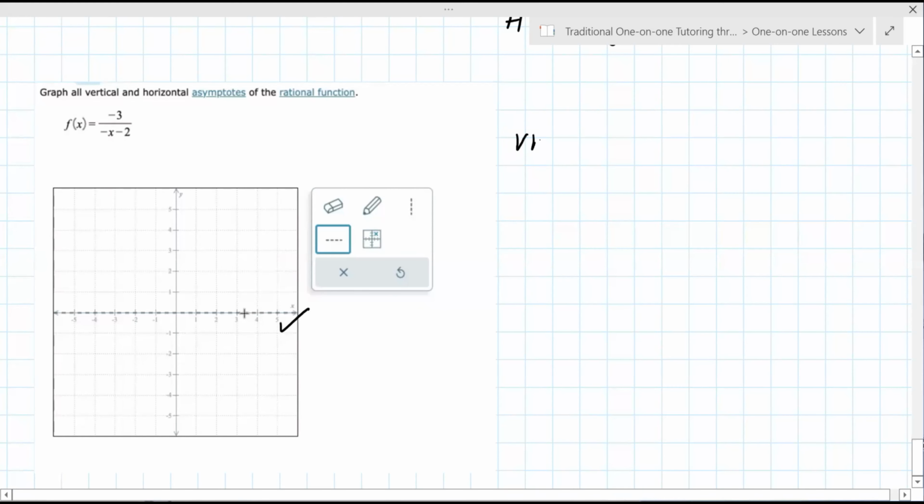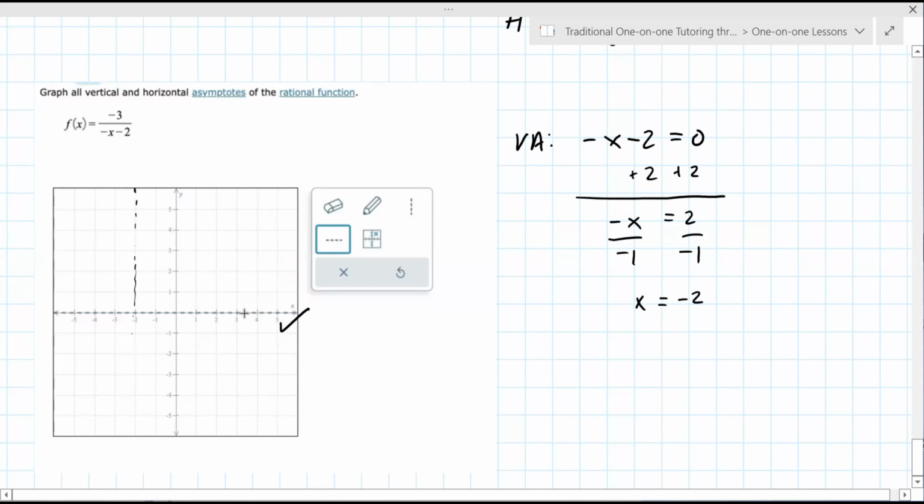The vertical asymptote, VA, is when the bottom is equal to 0. So bottom denominator will always be 0. So you add 2 to both sides. Minus x equals 2, divide by -1. So x equals -2. And that's the vertical asymptote.